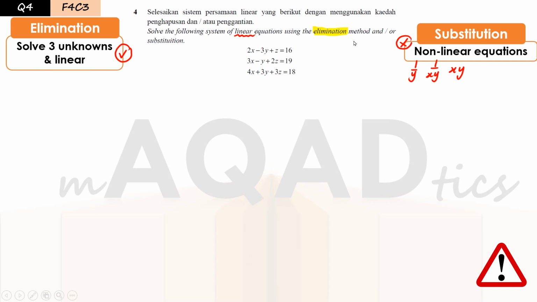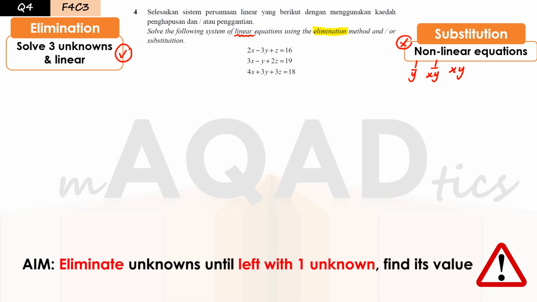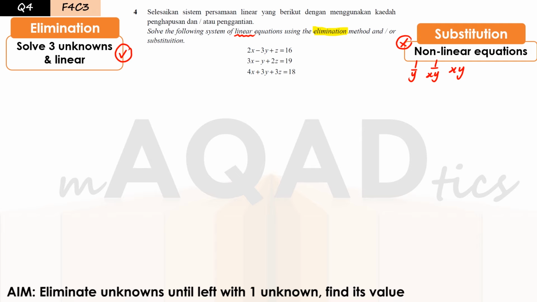Before we use the elimination method, we need to be clear on this method's aim. The aim of the elimination method is to eliminate the unknowns one by one until we are left with one unknown, and we find the answer of that unknown. Let me repeat again: the aim is to eliminate the unknowns one by one until we are left with one unknown. For the elimination method, there are 5 steps, so let's go through them one by one.